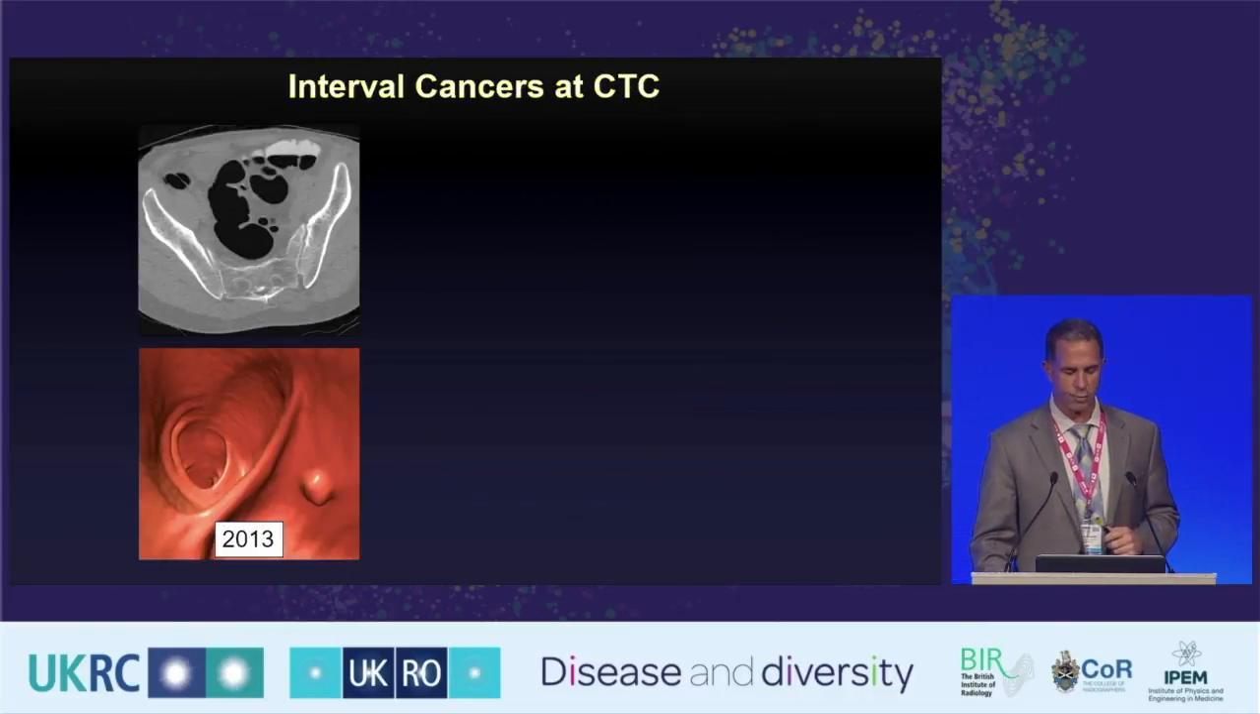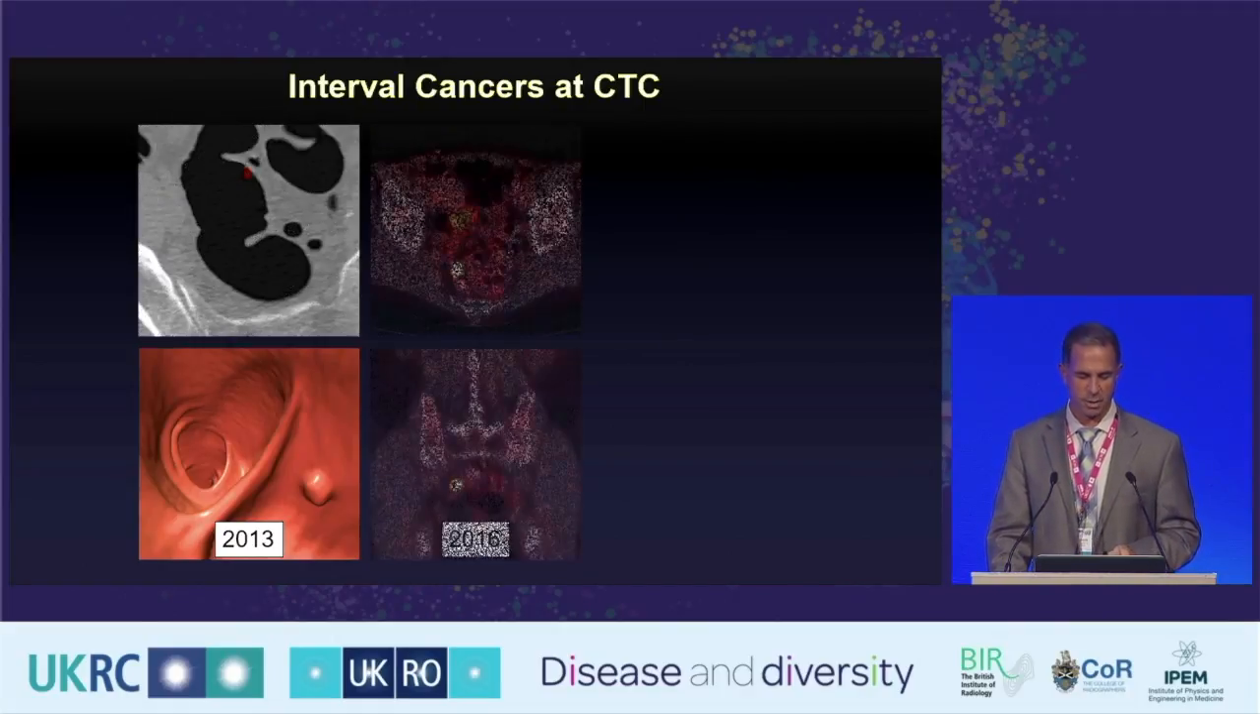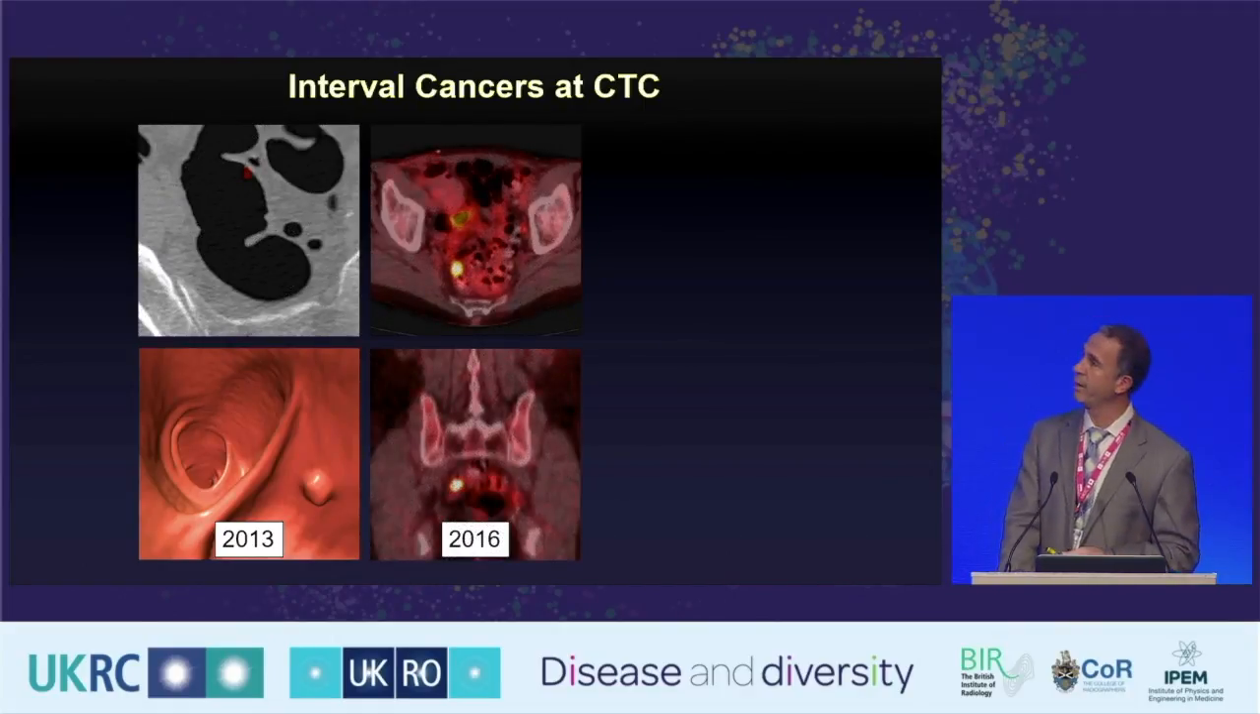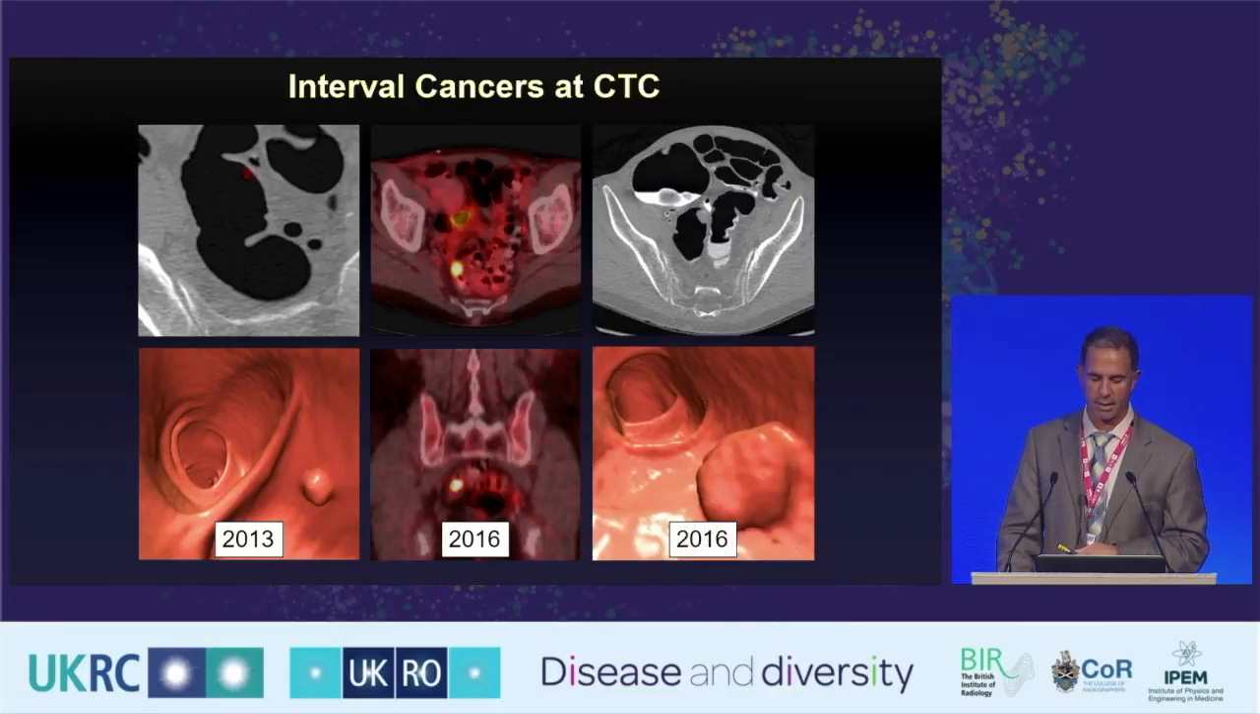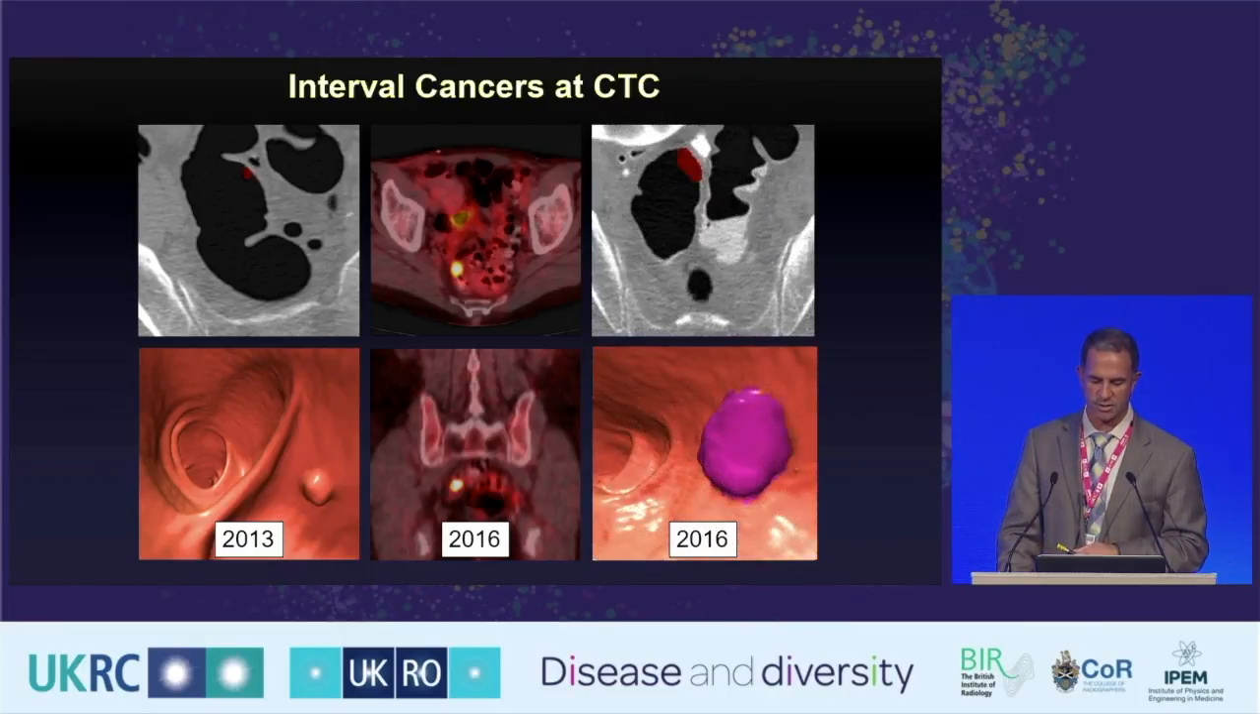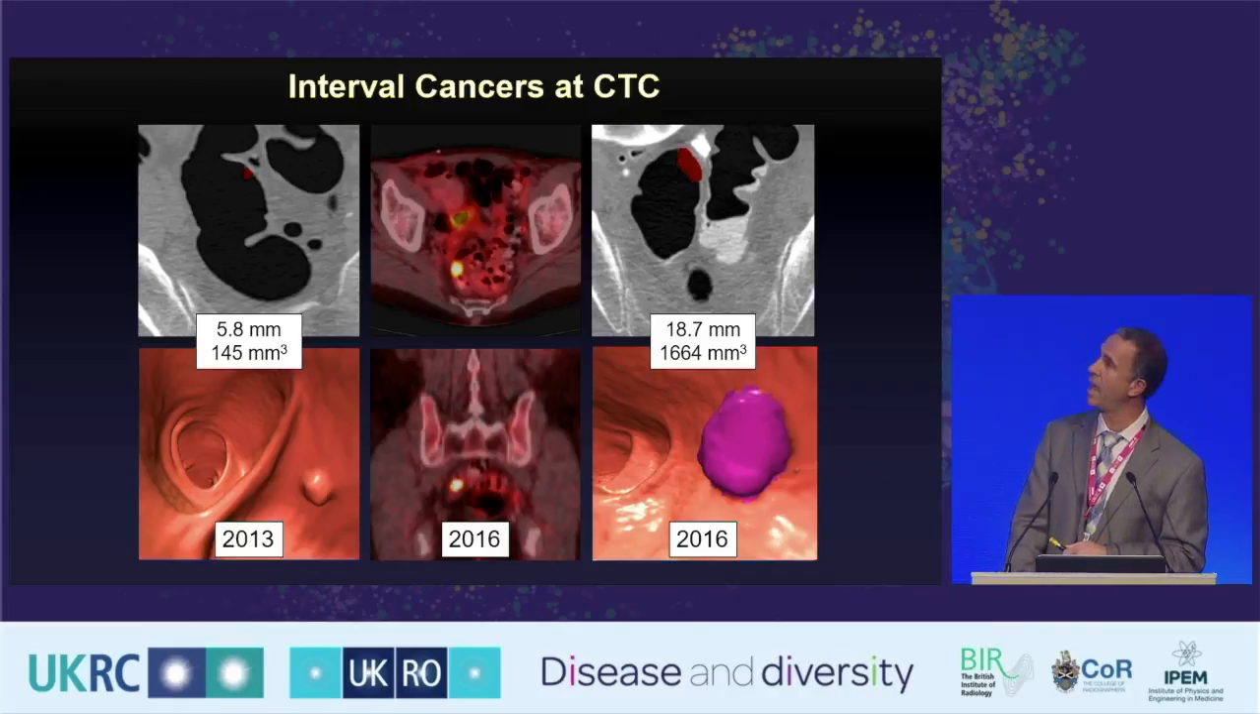So I'm going to flip through some interval cancers that we've seen. This is the fastest growing one. This was a 6 millimeter lesion. It was due for their 3-year follow-up. They also had a PET study because they had a head and neck cancer. And it's interesting that the polyp actually is hypermetabolic, and you'll see why here. In 2016, this thing has exploded from this little 6 millimeter thing all the way to nearly 2 centimeters in size, and has gone up over 10 times in volume.